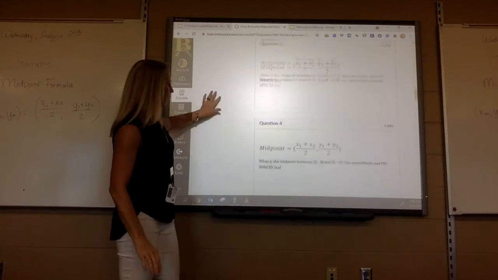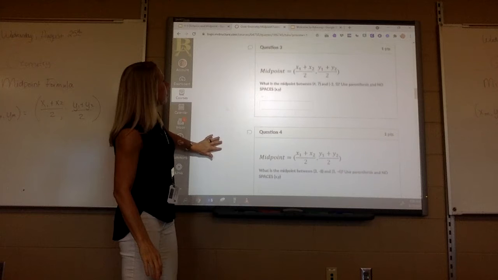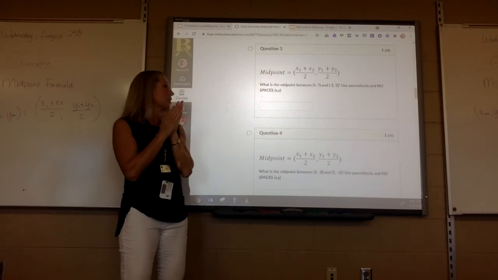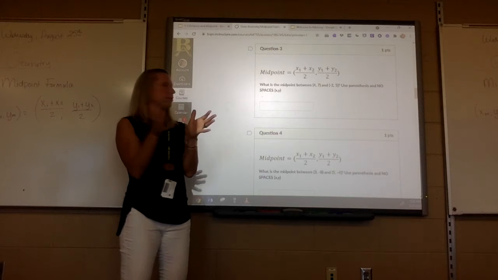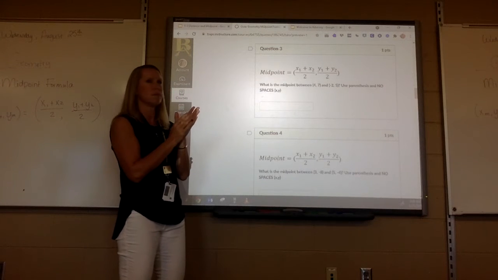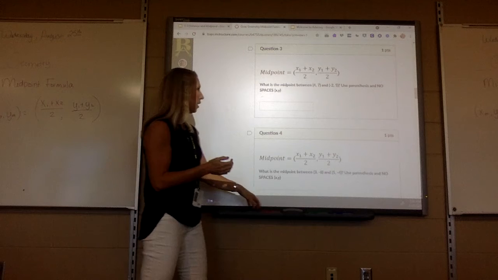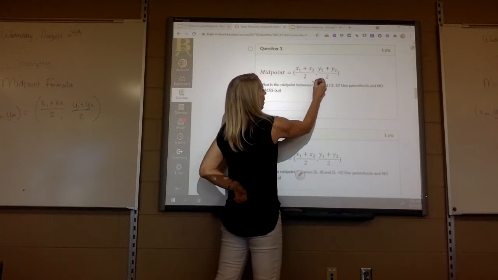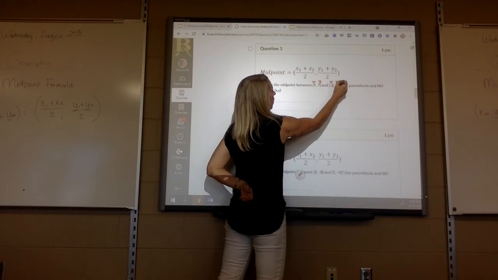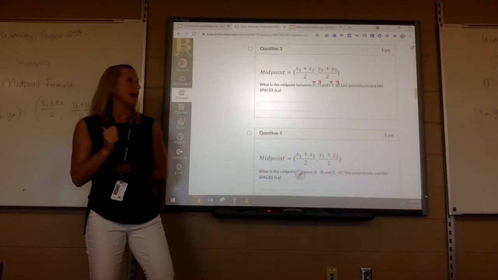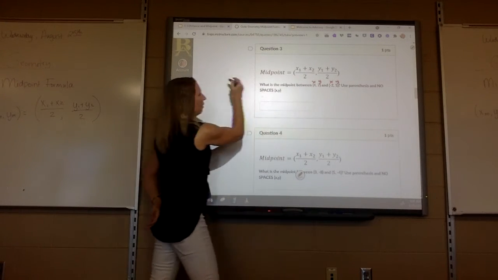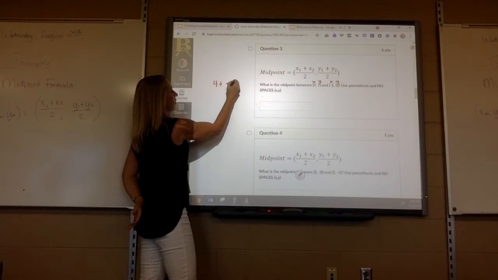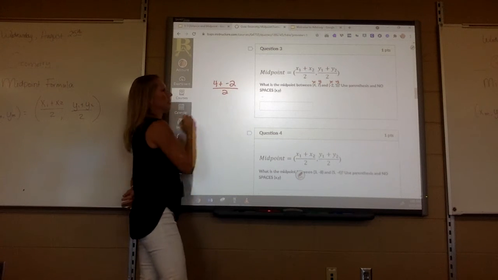Go to number 3 really quick, because I just want to show you how to type it in so you don't get it counted wrong. So number 3. I'm still doing the midpoint. Here's my x and y, x and y. So I'll start with the x's, add the x's together. What's 4 plus negative 2? 2. What's 2 divided by 2?